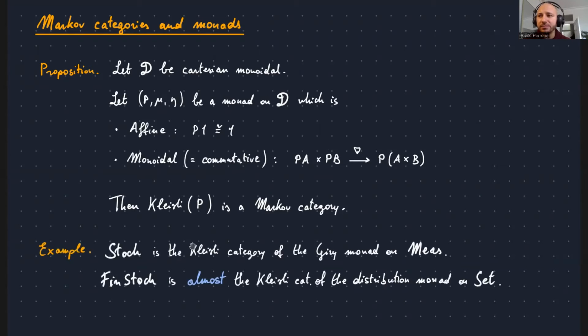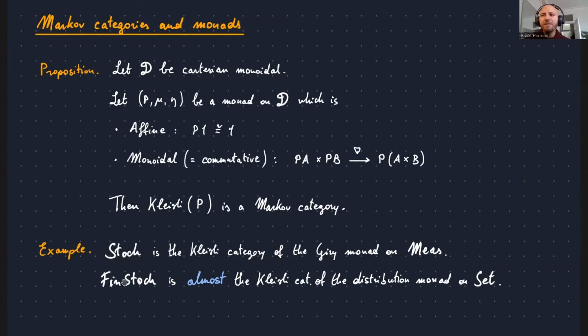This is how you obtain Stoch, the category of Markov kernels. Markov kernels are exactly the Kleisli morphisms for the Giry monad on Meas. Same thing if you restrict to BorelStoch, so what Giry was calling the Giry monad on Polish spaces. So Stoch and BorelStoch are Kleisli categories of Giry monads on Meas and the category of standard Borel spaces.